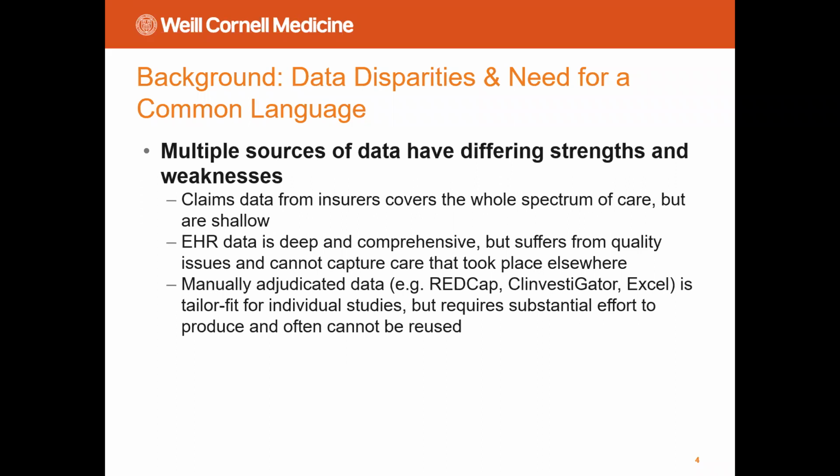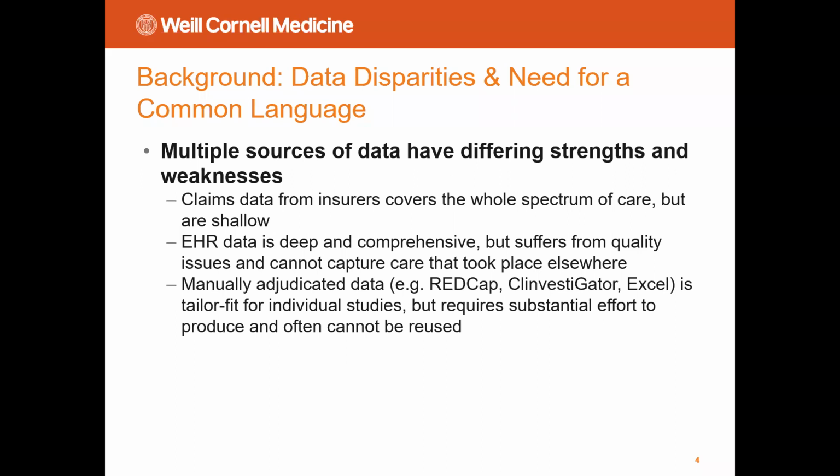But the data are shallow. And what I mean by that is that insurers only really get the claims. They get the diagnoses and the procedures, the what we did and the why we did it. They're not getting any of the more granular data underlying that. For example, they might be able to tell that a complete blood count was ordered, but they're not going to learn that the absolute neutrophil count was below 10. They're just going to learn that the procedure was ordered. So you can think of it as being broad but shallow.